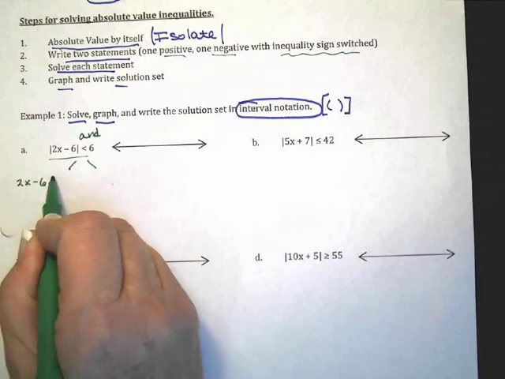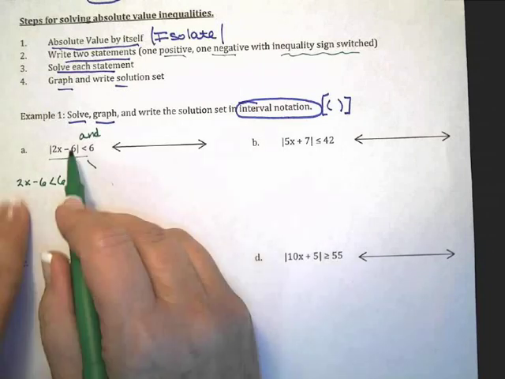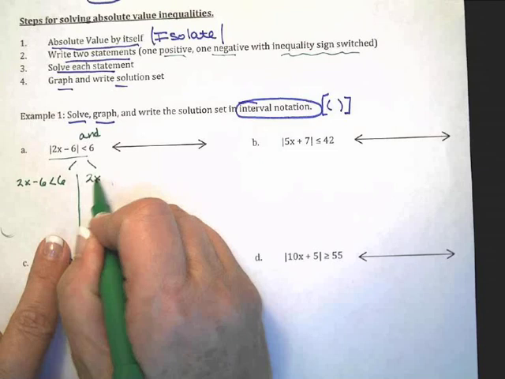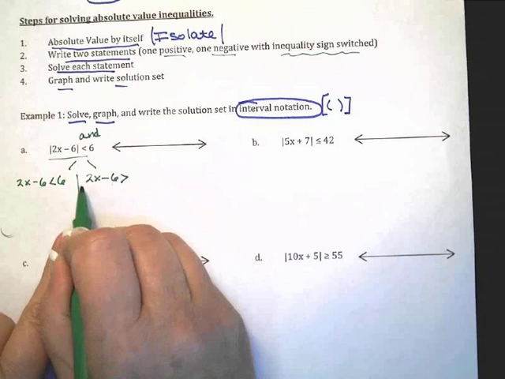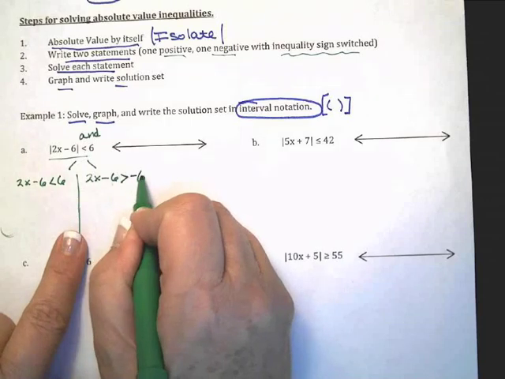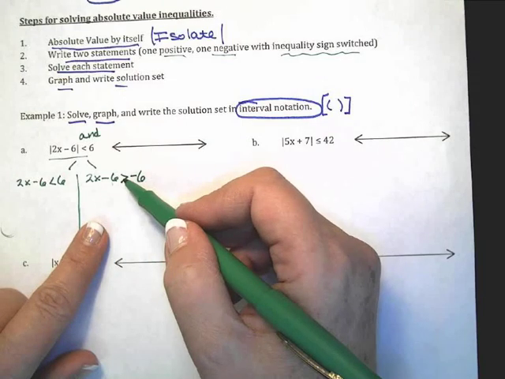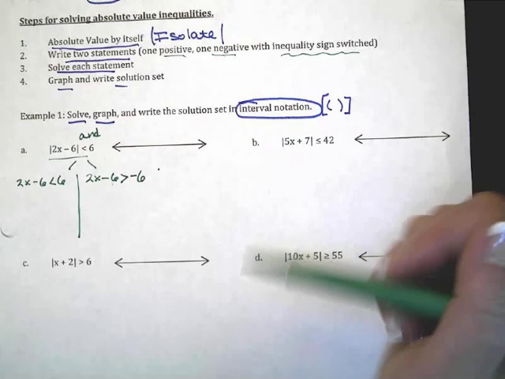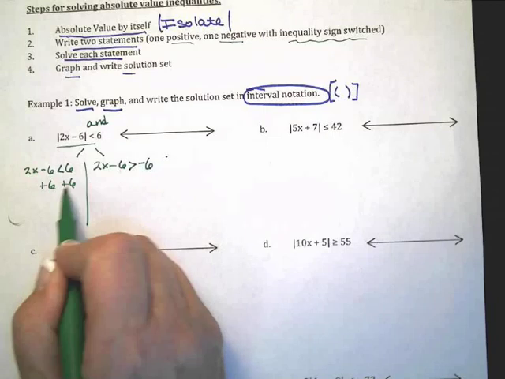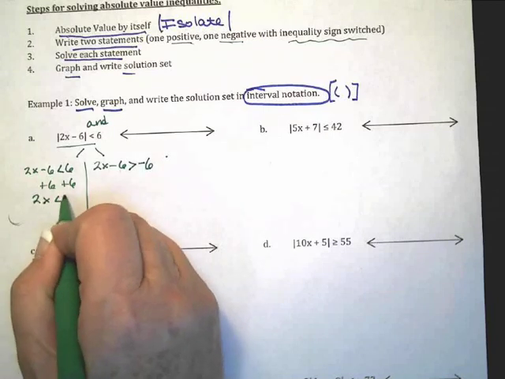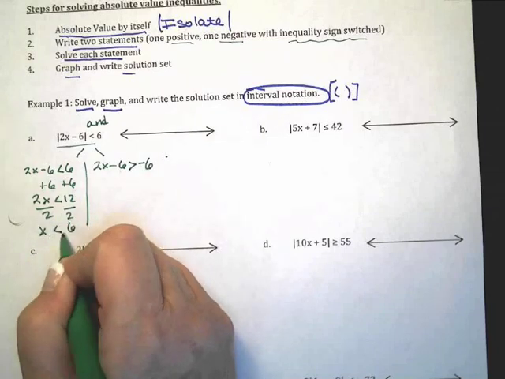2x subtract 6 is less than 6. The second inequality: the 2x subtract 6 remains the same. The inequality symbol will be flipped, and the 6 changes to a negative 6. So there are two things we need to do on this second statement, and that is flip the inequality and change that to a negative. Now we can go ahead and solve each of these inequalities by adding 6 to both sides and then dividing by 2 on both sides, so x is less than 6.